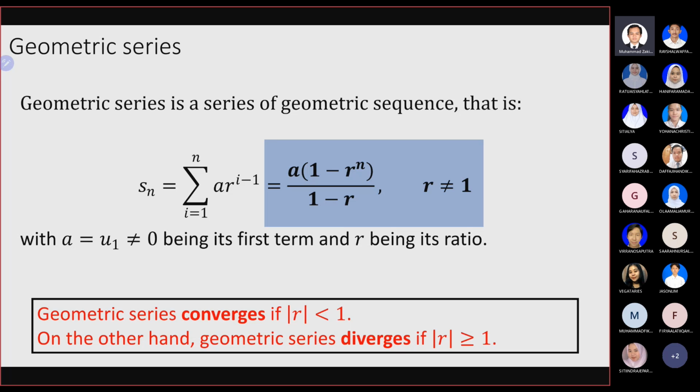For this series ya, in particular we will learn about the geometric series, deret geometri. This geometric series is basically a series of geometric sequence that is this form. Jadi deret geometri itu pada dasarnya adalah deret dari barisan geometri, ya, yaitu jumlahan.